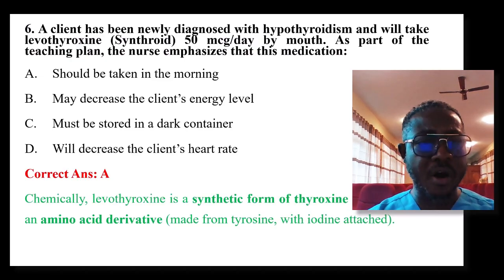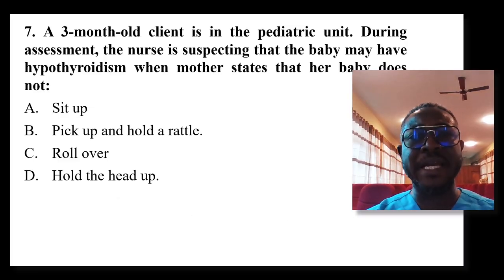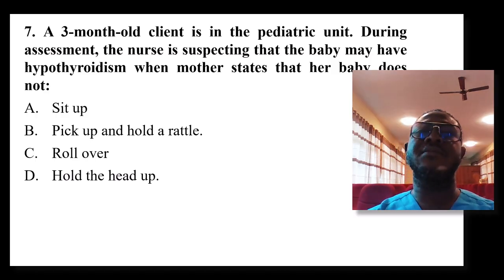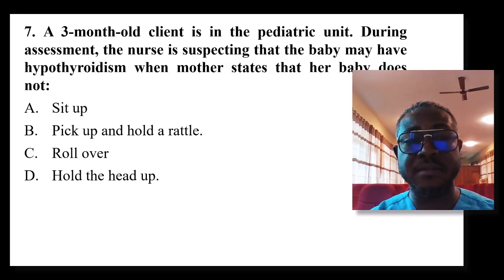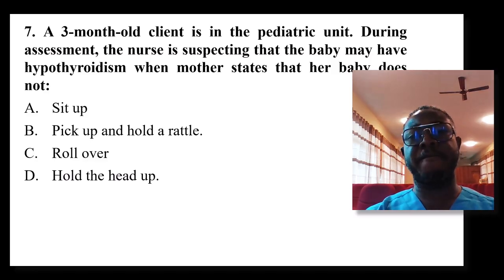Okay, all right. Now let's look at question number 7. A 3-month-old client is in the pediatric unit. During assessment, the nurse is expecting that the baby may have hypothyroidism when the mother states that her baby does not do what? A. Sit up. B. Pick up and hold a rattle. C. Roll over. And then D. Hold the head up. So what do you think is the correct answer?